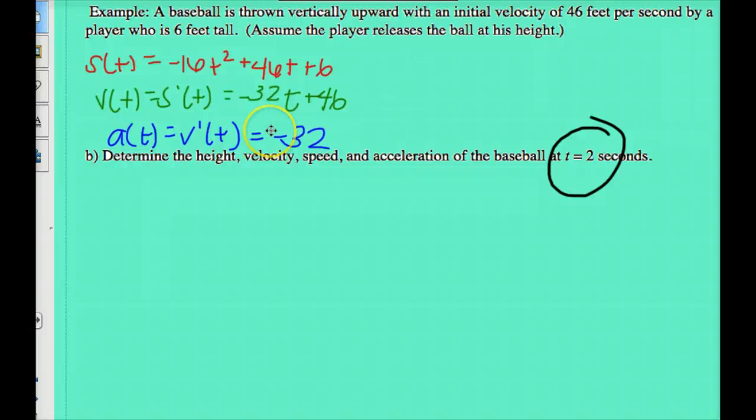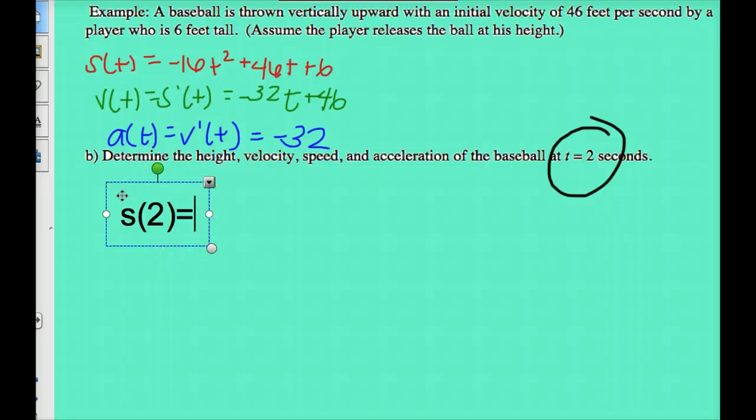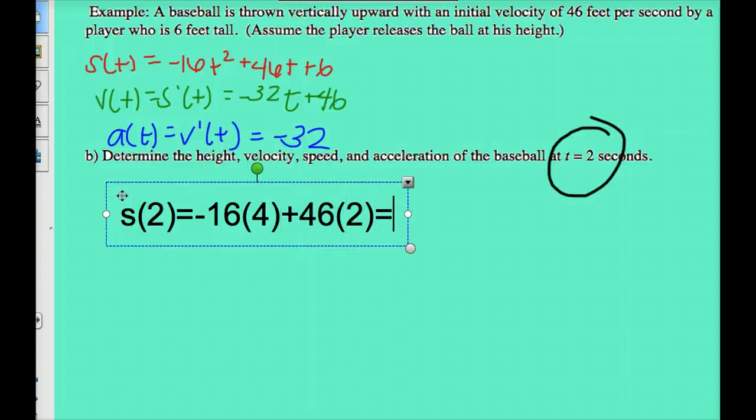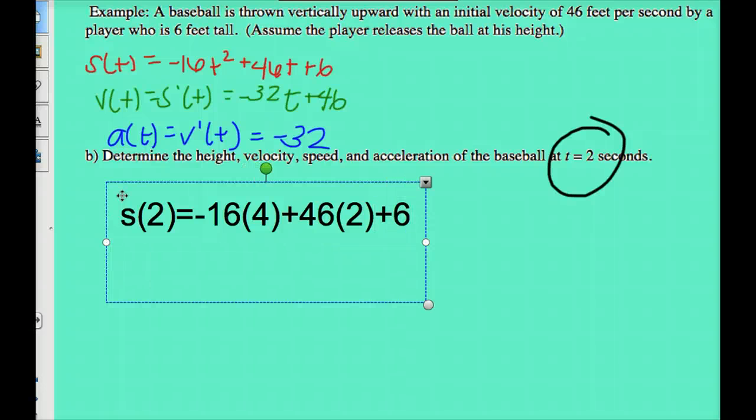Okay. So if we're doing this, then I'm going to start to plug in this information. So I'm going to try and type this out. I want S of 2 is equal to negative 16 times 2 squared, well, 2 squared is 4, so times 4, plus 46 times 2 plus 6. If I continue, this gives me negative 64 plus 92 plus 6.